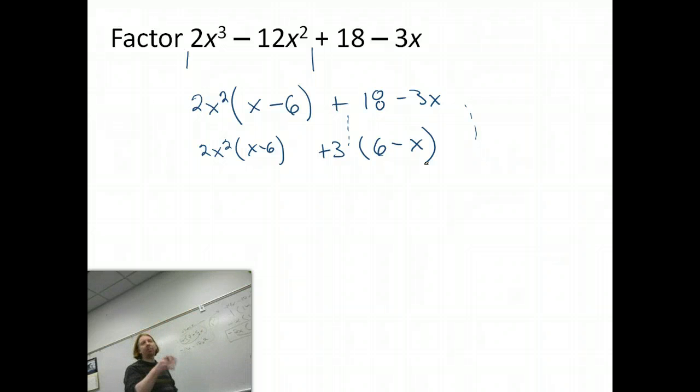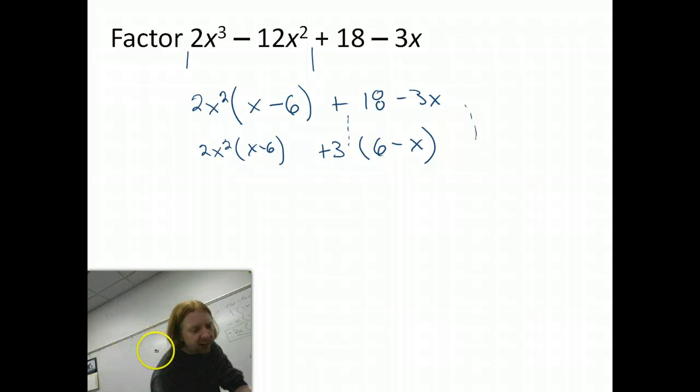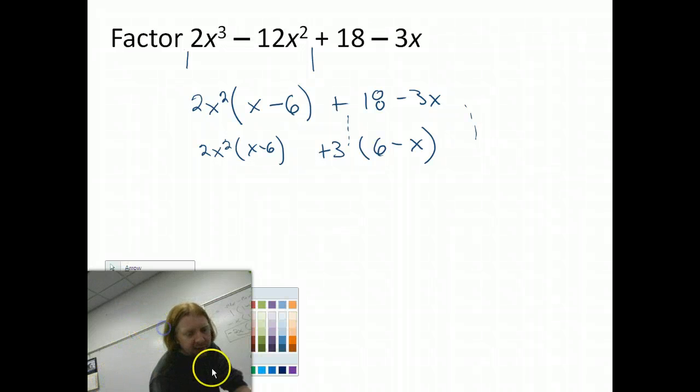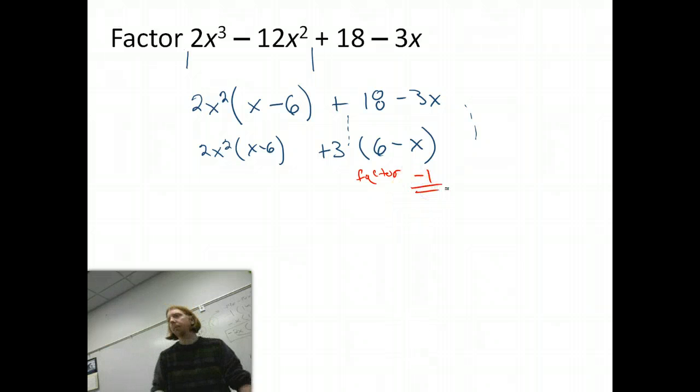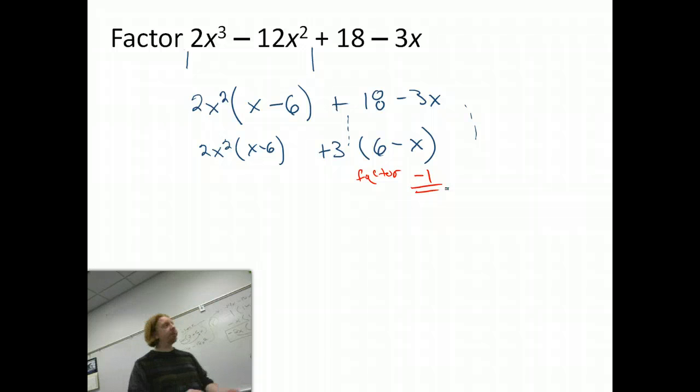Do I have the same binomial now that I can pull out? No, I don't. I'm kind of stuck now. Except for this one nice thing I can do. If I go ahead from this guy, I'm going to factor out a negative 1. What that does is it changes all the signs, right?